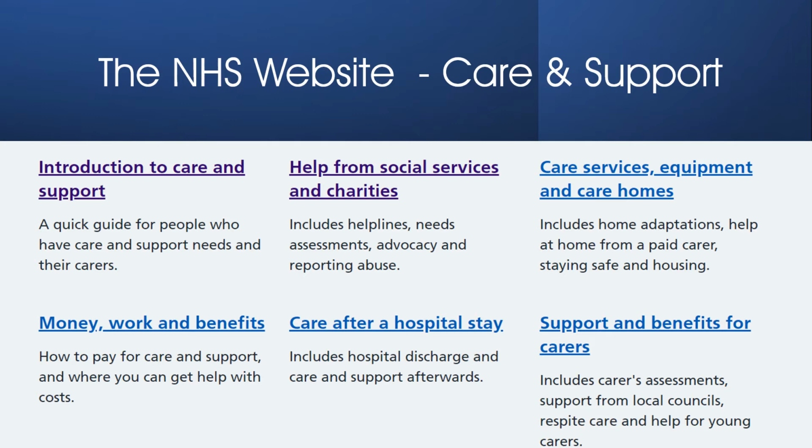There's one on care after a stay in hospital, as well as the care services equipment and care homes. That would include home adaptations, having help at home from a paid carer, and staying safe, and in general housing. And the final section is support and benefits for carers themselves, including carers assessments and what support from the local council there is, and respite care and help for young carers.